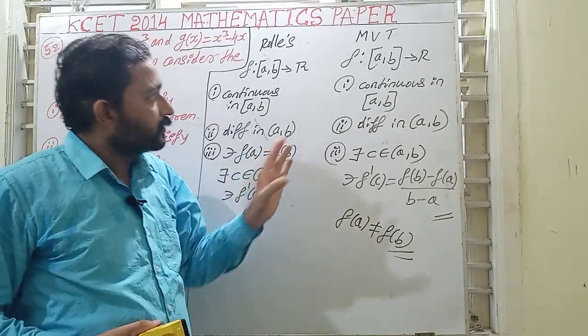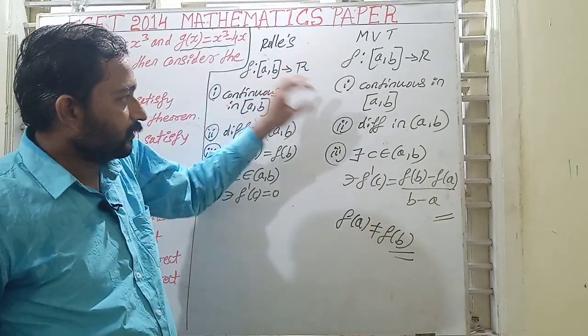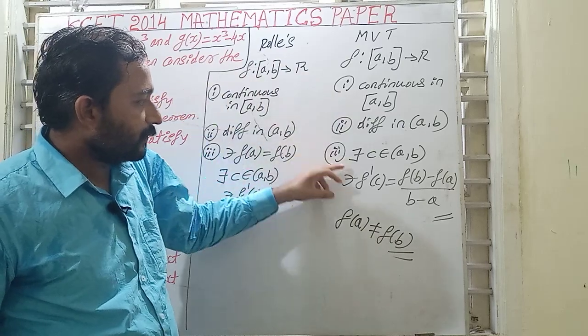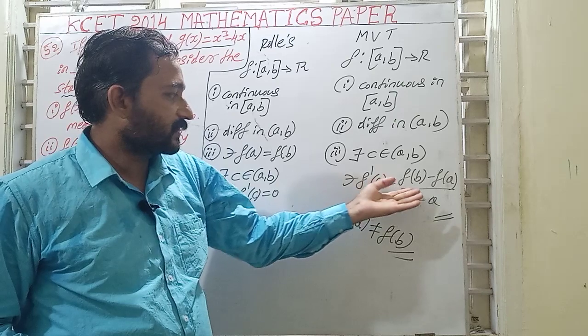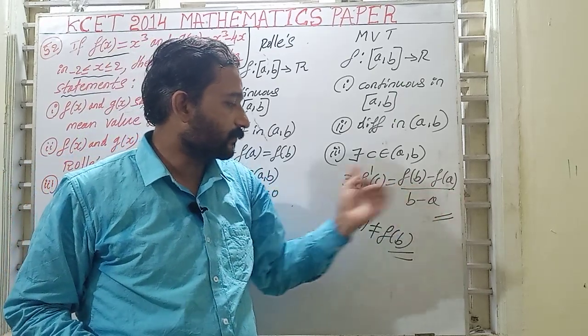Okay, so first it must be continuous, it must be differentiable, then there exists one c in open interval a comma b such that f dash of c is equal to f of b minus f of a divided by b minus a.